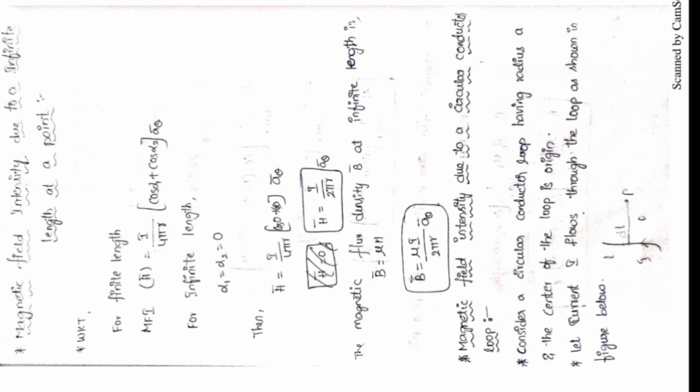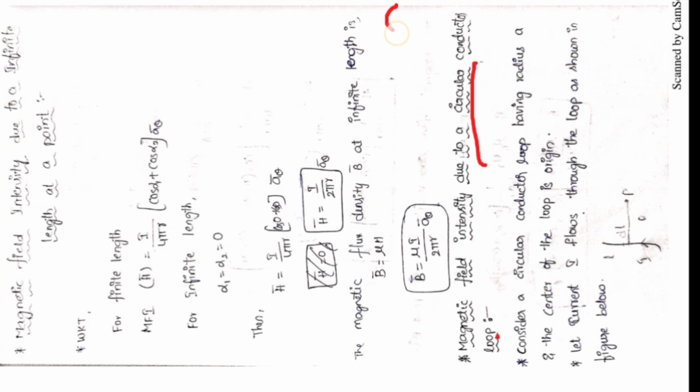Good morning all. In the previous class we discussed magnetic field intensity due to a current carrying conductor of infinite length. Now we go for magnetic field intensity due to a circular conductor. The important thing is, a circular conductor is a loop.